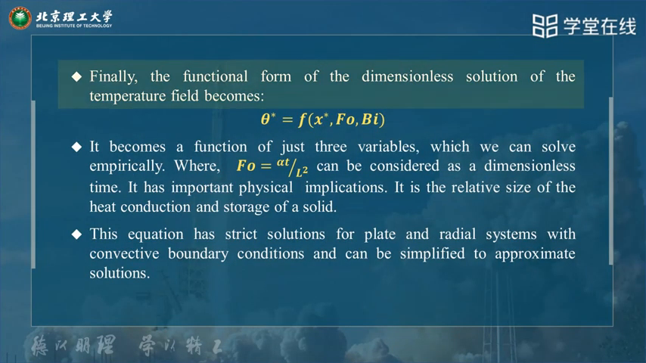Finally, the functional form of the dimensionless solution of the temperature field becomes a function of only three variables: x star, Fourier number, and Biot number. So it becomes a function of just three variables, and the problem looks simple. We can solve empirically where Fo equals alpha t over L squared, which can be considered as a dimensionless time. It has important physical implications: it is the relative size of the heat conduction and the heat storage of a solid.